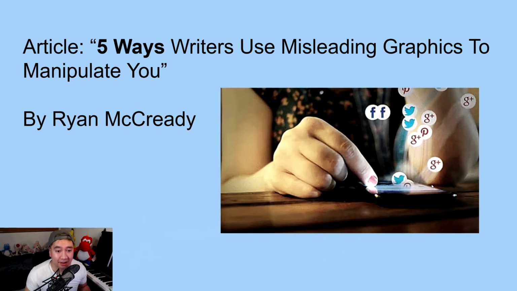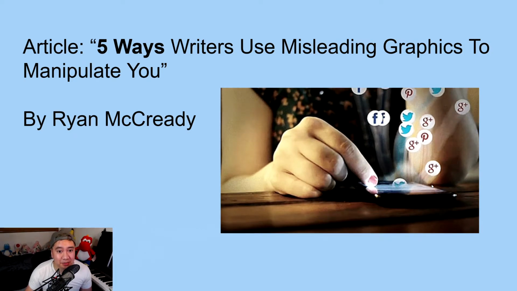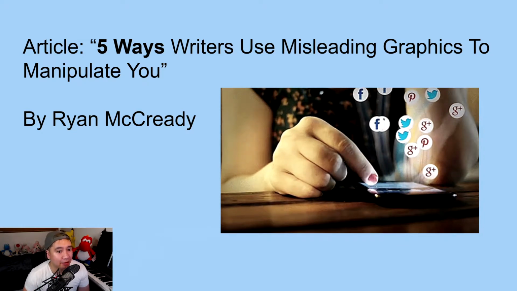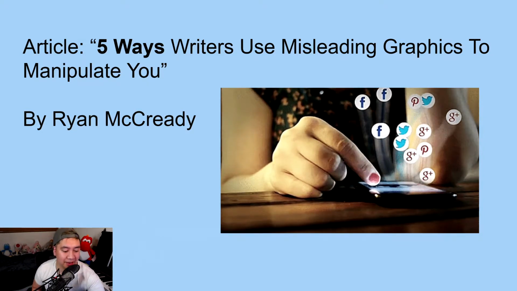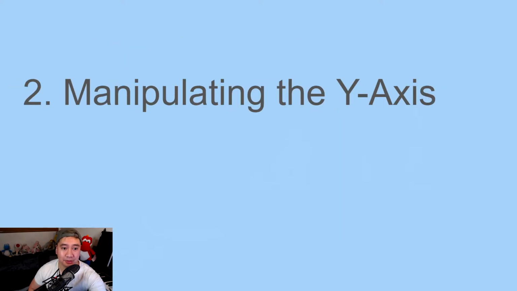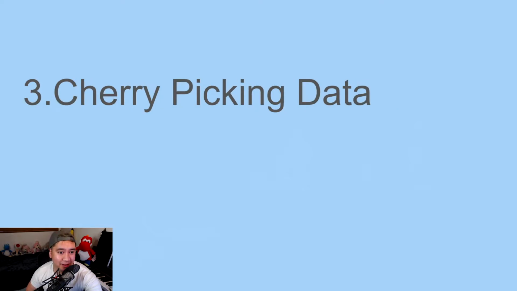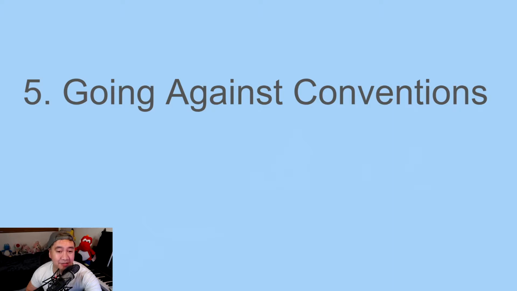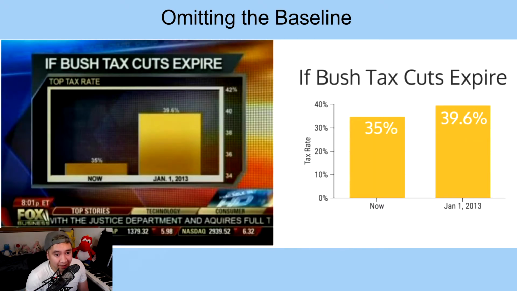All right, so I read an article called 5 Ways Writers Use Misleading Graphics to Manipulate You by Ryan McCready, and the 5 ways are as follows. 1. Omitting the baseline. 2. Manipulating the y-axis. 3. Cherry-picking data. 4. Using the wrong graph. And 5. Going against conventions. So, number 1, I will use an example with 2 graphs, left and right, for each of the ways that people try to manipulate you with graphs.